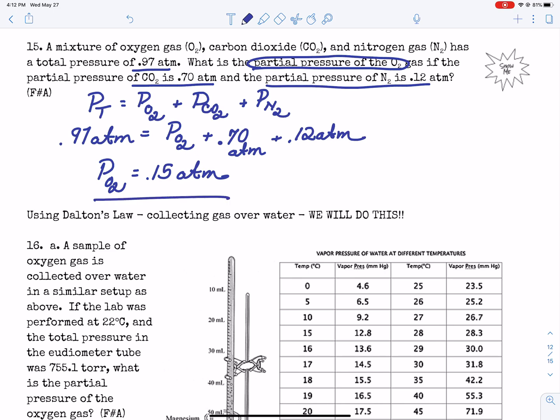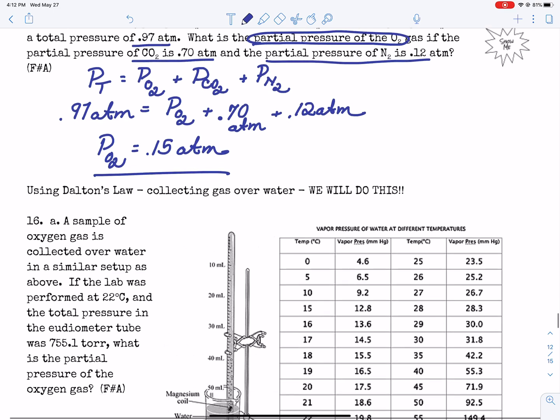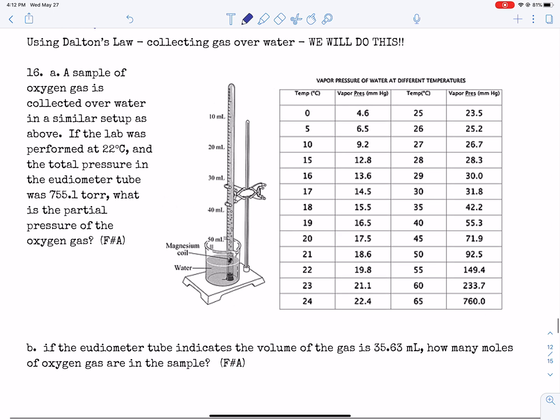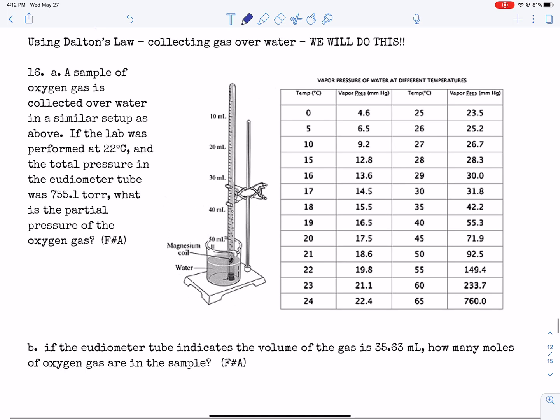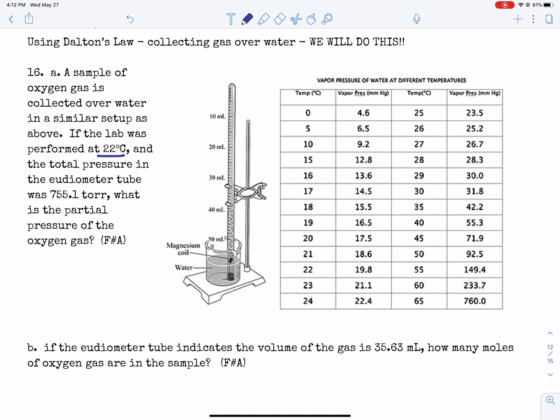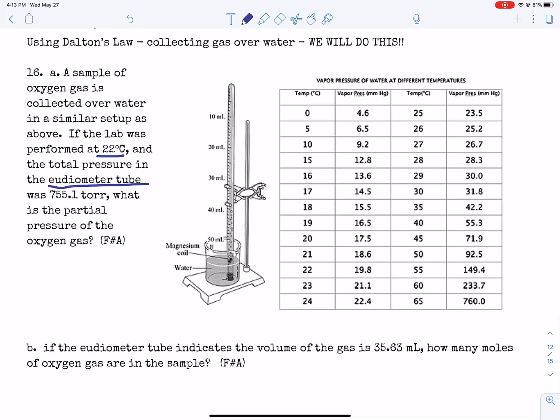When would we actually use this? Well, we would do a lab where we would collect gas, and we would collect a gas over water, because if we just release gases into the classroom, there's no way for us to measure that gas. But if we do it underwater, we can actually measure what volume we would make. So we would collect oxygen gas underwater. The lab is performed at 22 degrees Celsius, and that's important.